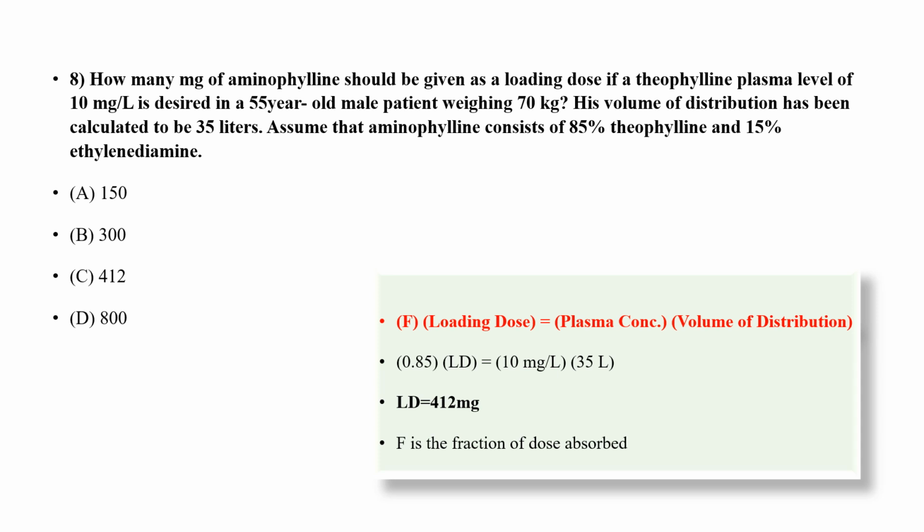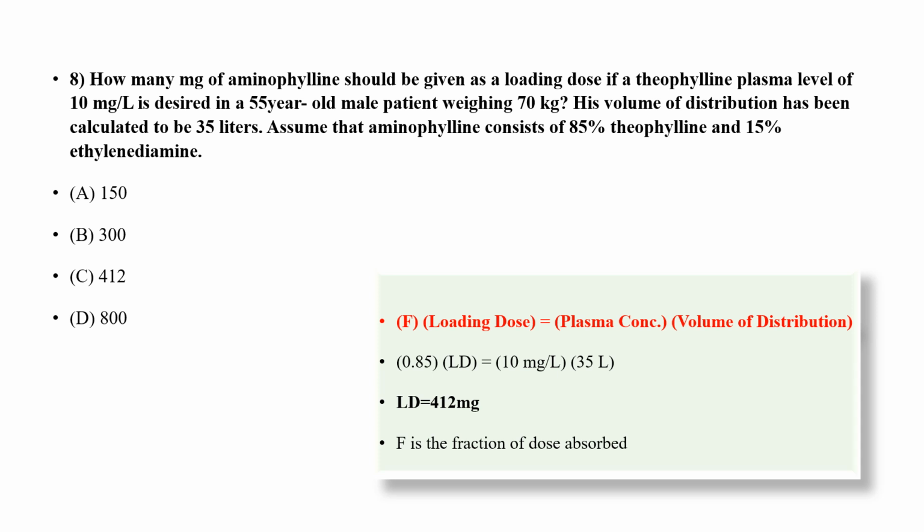Next question. How many milligram of aminophylline should be given as a loading dose if a theophylline plasma level of 10 milligram per liter is desired in a 55-year-old male patient weighing 70 kilogram? His volume of distribution has been calculated to be 35 liters. Assume that aminophylline consists of 85% theophylline and 15% ethylene diamine. So in this question, we need to calculate the loading dose of aminophylline in milligram.